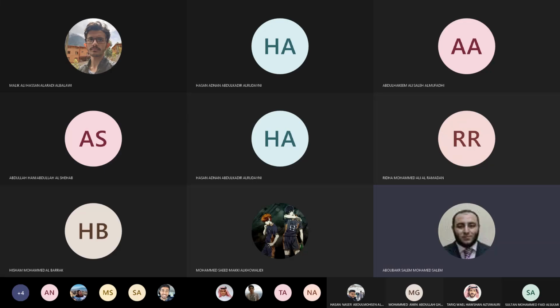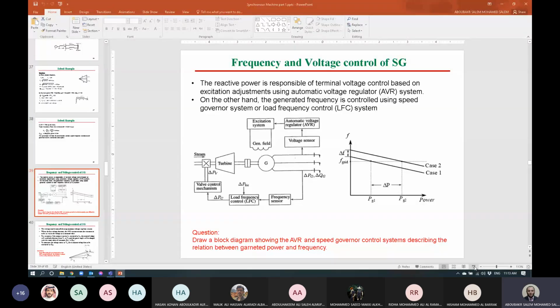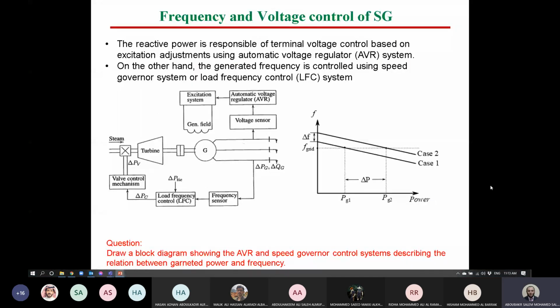Electronics of synchronous machines. Last class we stopped at this point here, the frequency and the voltage control of synchronous generator. Now guys, let me start from the beginning, discussing the difference between independent and dependent synchronous machine operation.